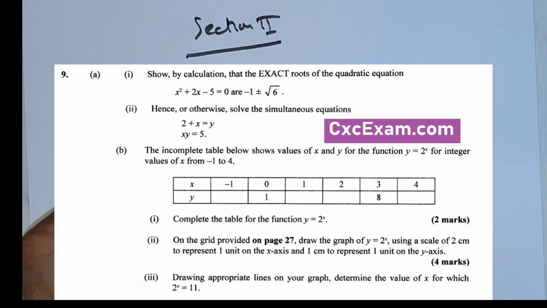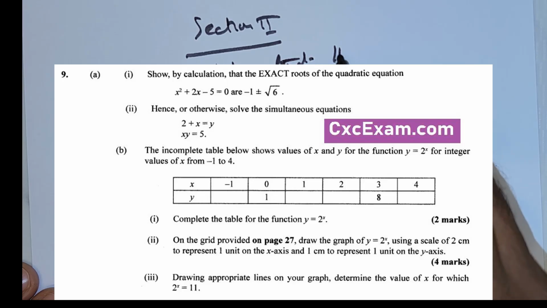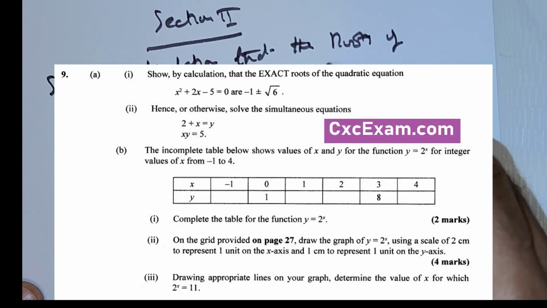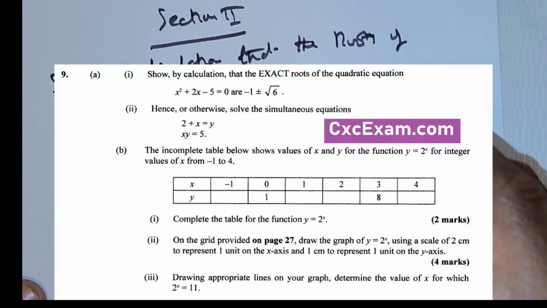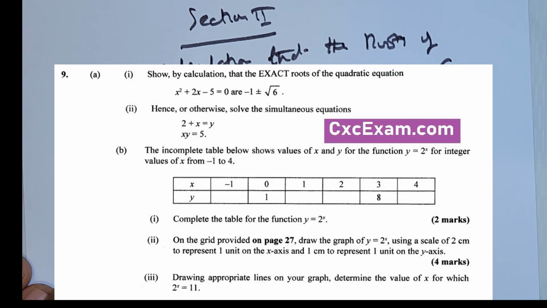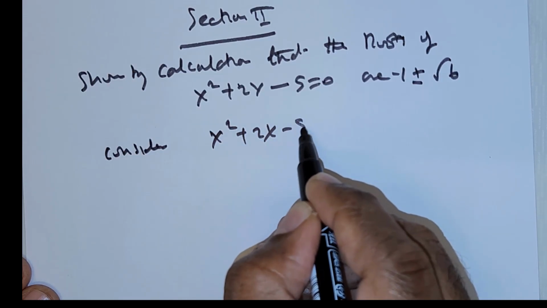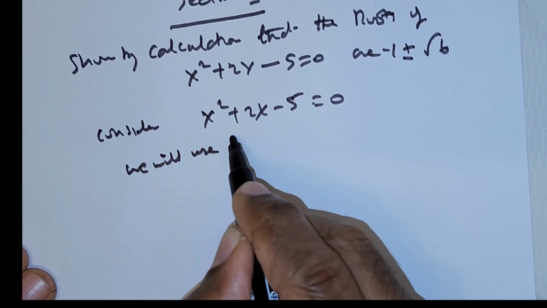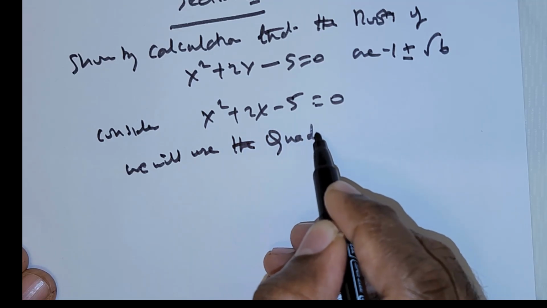This is the first question. Show by calculation that the roots of x squared + 2x - 5 = 0 are -1 ± root 6. So let us start by considering x squared + 2x - 5 = 0. So we will use the quadratic formula.